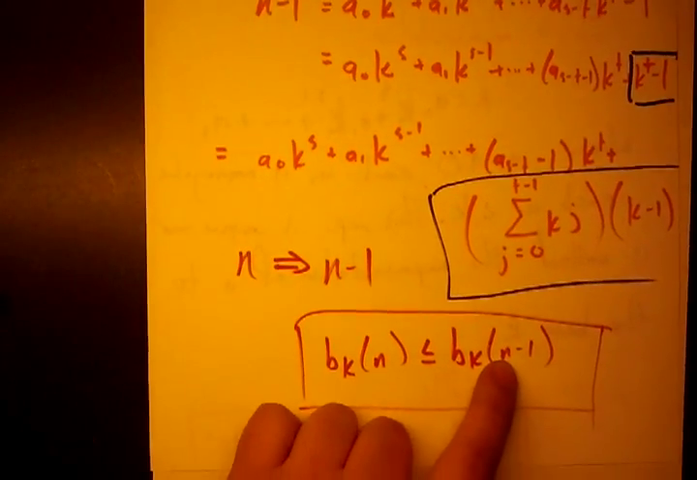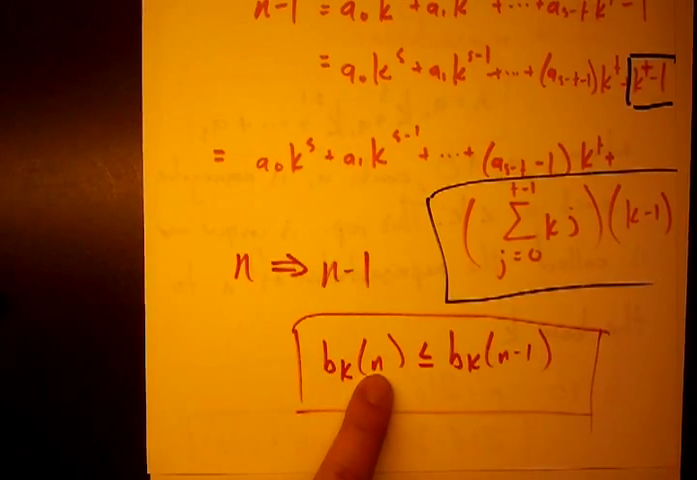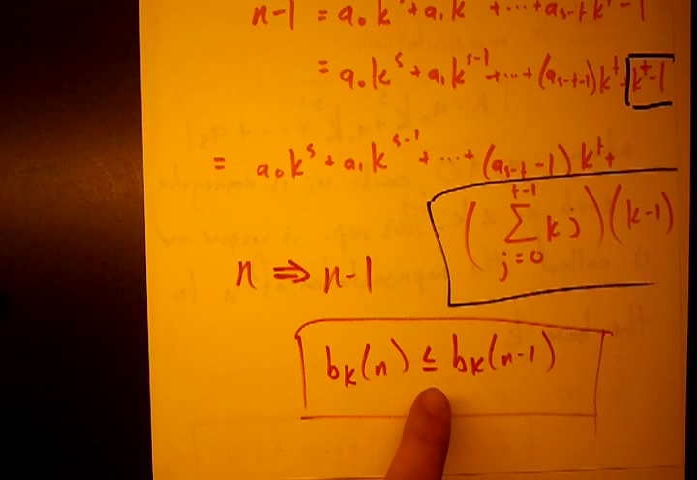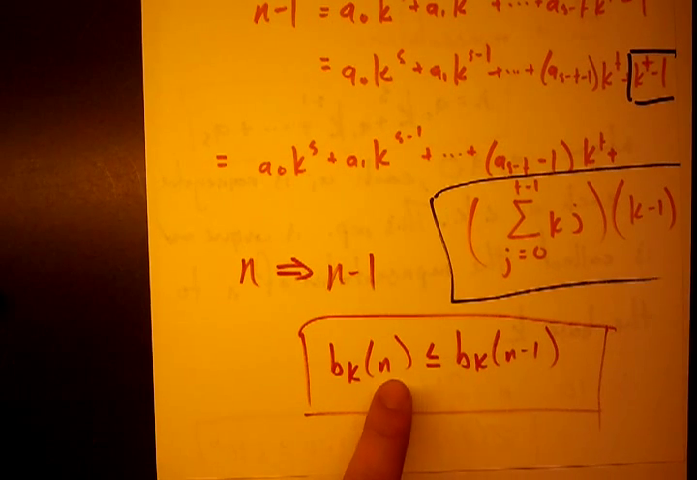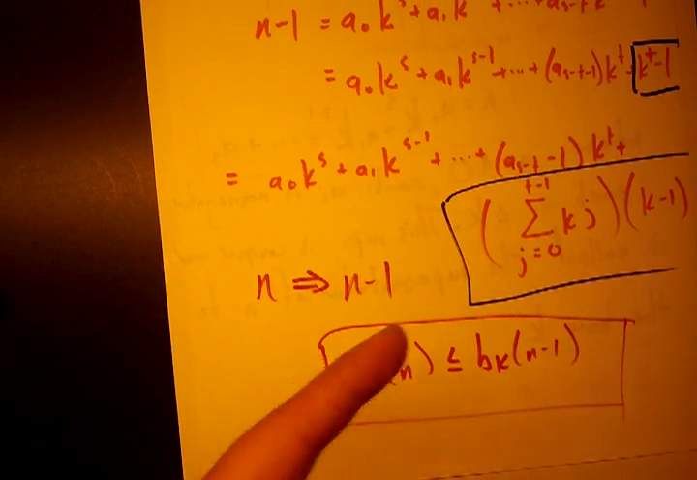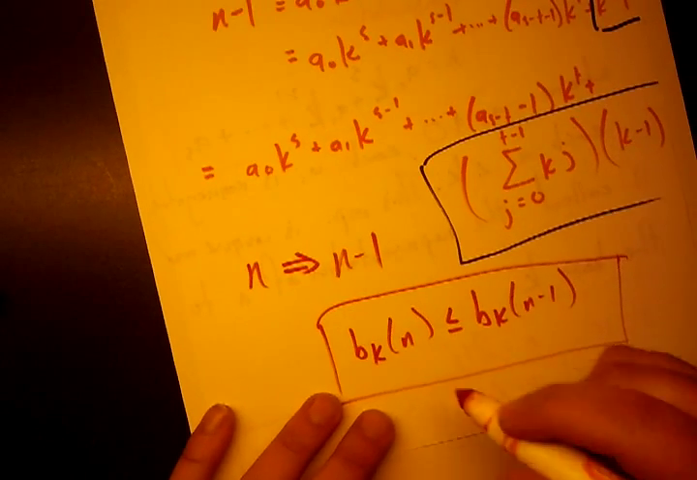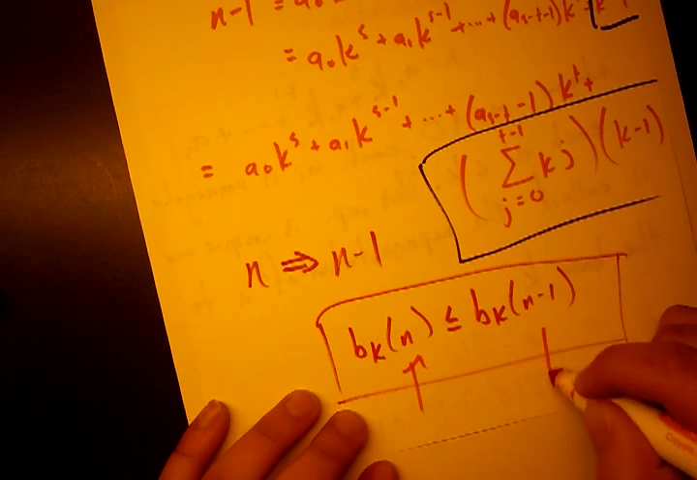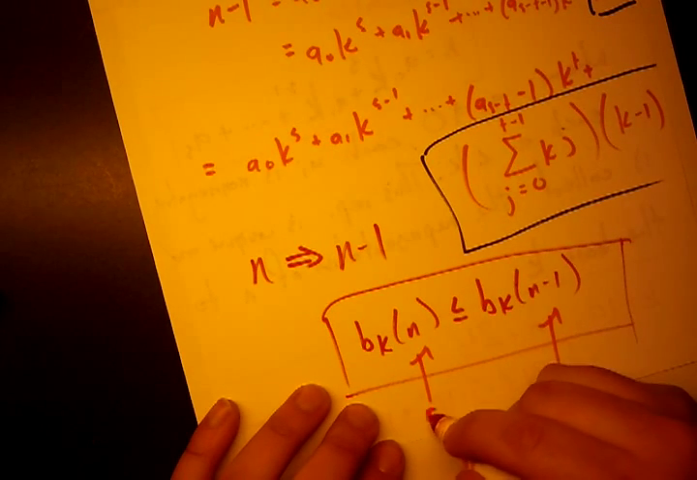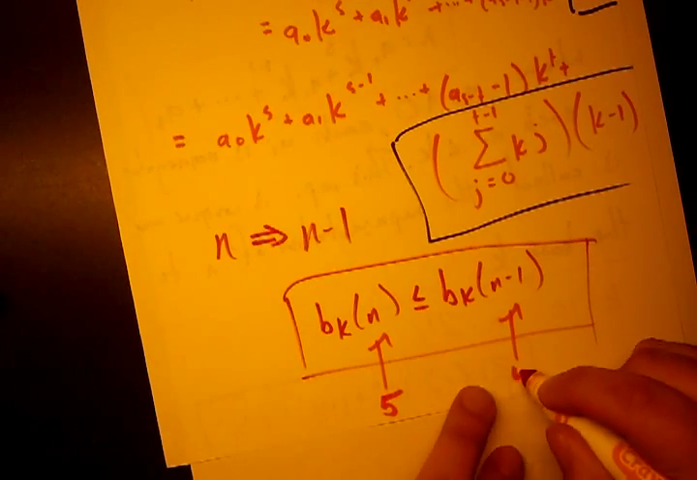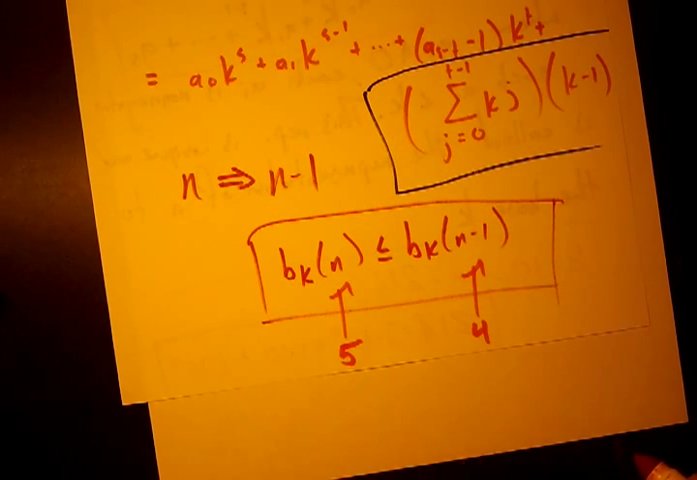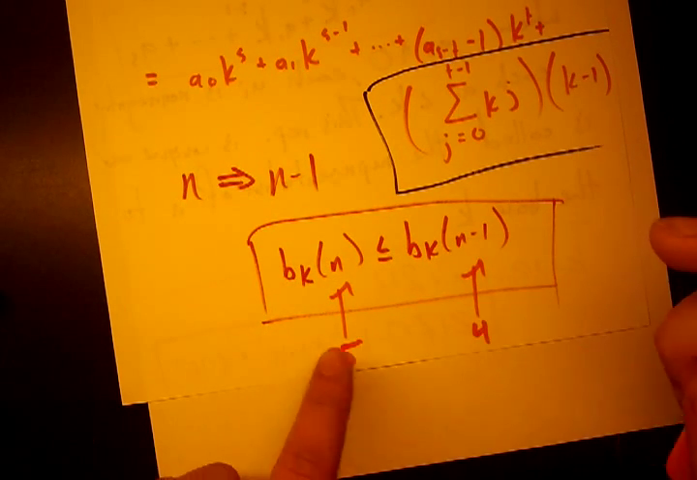Basically what we've shown, since n minus 1 is less than n, is that if a number is greater, it has less than or equal to the representations of a number lower than it. Let's put in some numbers to prove my point. Let's say n equals 5, so then n minus 1 equals 4. So there are more than or equal to representations of 4 than there are for 5.